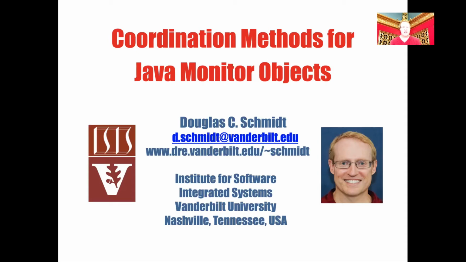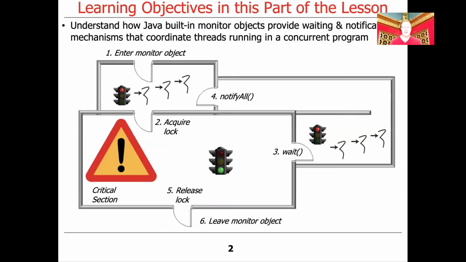So we're now ready to continue our discussion of the coordination methods that are part of Java built-in monitor objects. And we're going to talk about how you can use these coordination methods to provide waiting and notification mechanisms that enable threads running in a concurrent program to schedule and coordinate their interactions. And we'll see that this is crucially important to understanding the concept of a so-called monitor object.